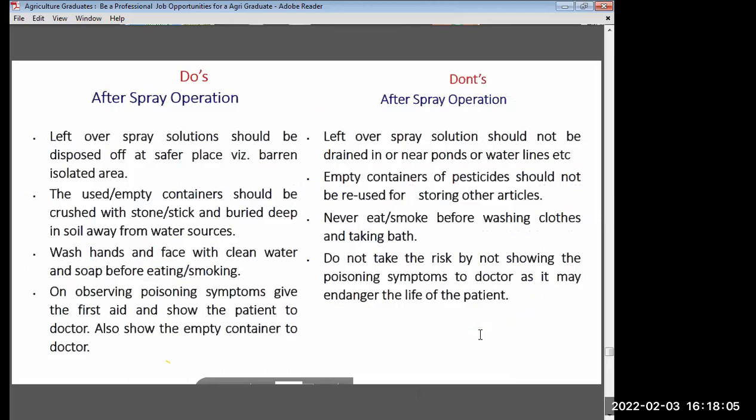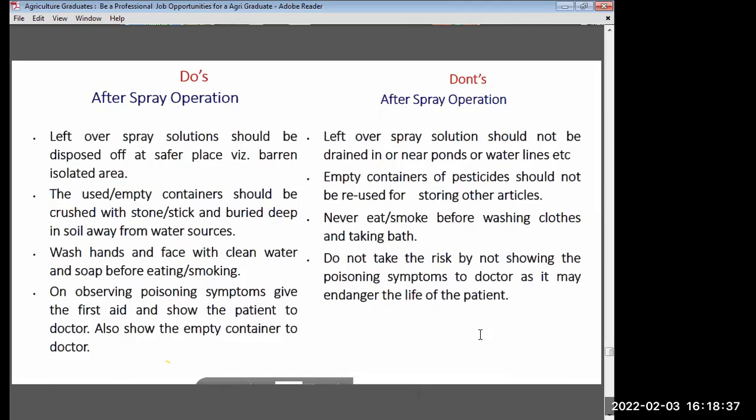Next. After spraying, you put up a label so that animals like cows and goats do not graze there, so the herdsman will not take the animals into your field. Any remaining chemical should be disposed of in a barren, isolated area. You should not pour it into a river or tank. Wash your hands with clean soap and water.